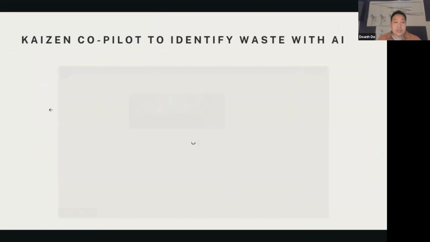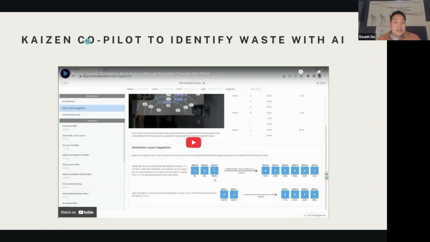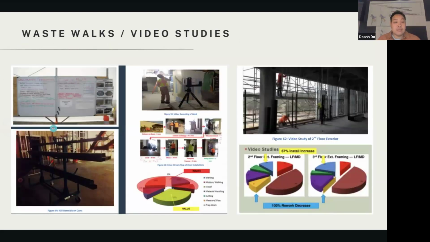So this product right here called Kaizen Copilot, they use this in manufacturing. They haven't built it for construction yet, but I'm seeing examples that we're going to quickly move towards being able to use the same AI to improve your project. But even before AI, 20 years ago, people were just value stream mapping the work and videotaping the work to identify the waste. So if you have AI, use AI. If you don't have AI, you can use humans.